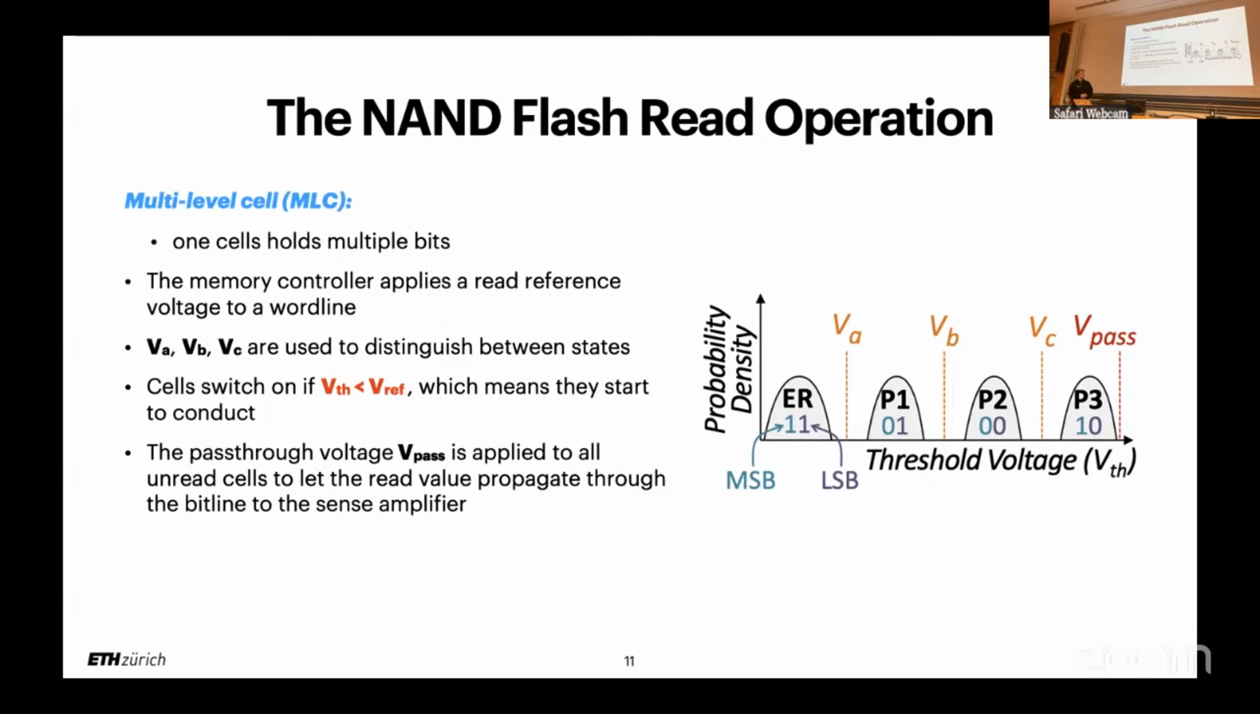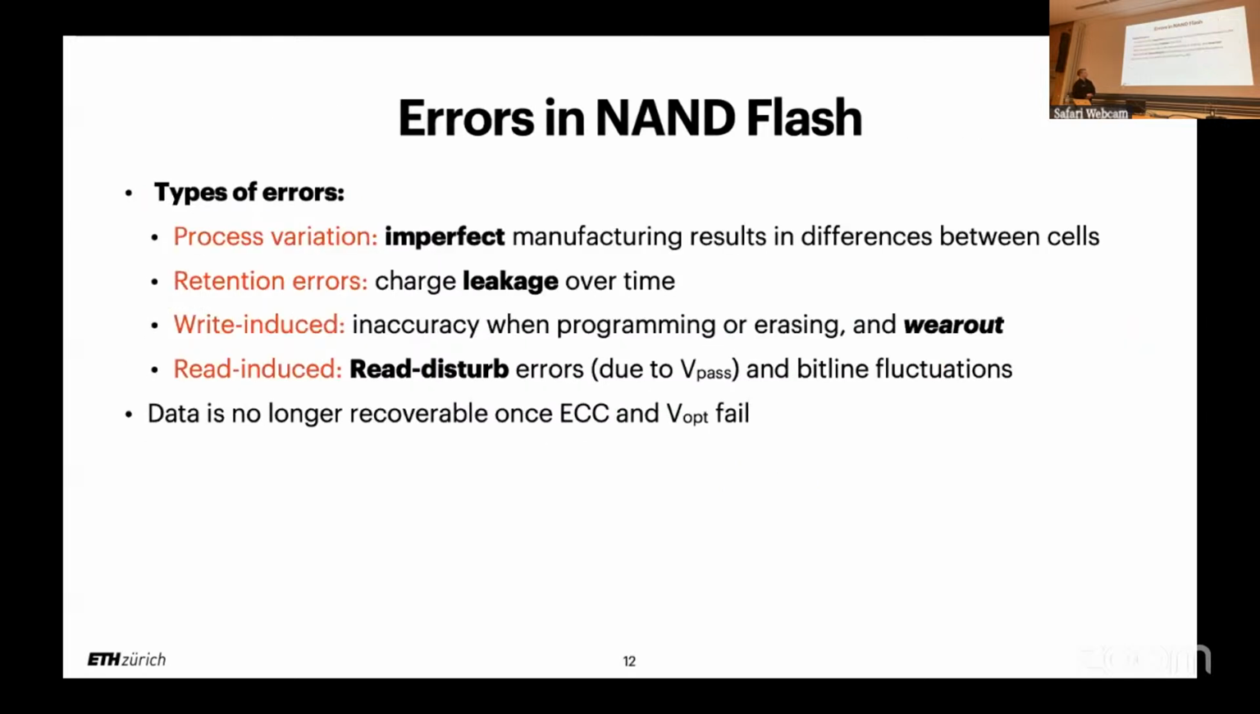Now we would also apply the pass-through voltage to all the other unread cells, and this basically lets them conduct along the bit line. So the value read will only propagate through the bit line to the sense amplifier when we apply the correct reference voltage to the read cell. So quickly looking at the errors that exist.